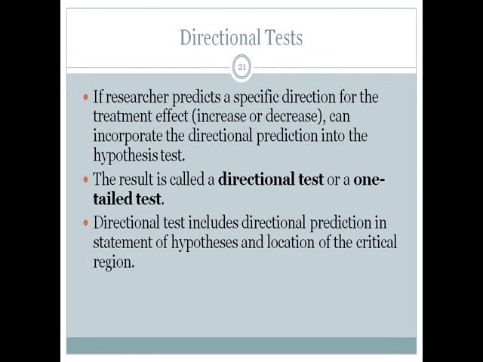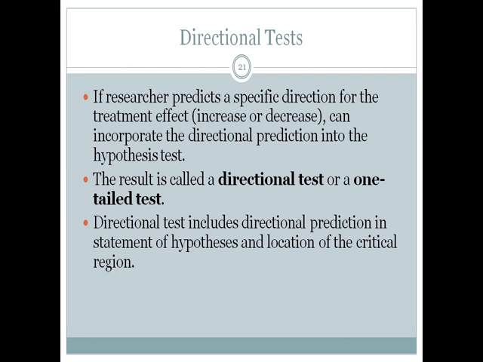Now, let's talk about the direction of tests. So, when a research study predicts a specific direction for the treatment effect, so an increase or a decrease, what it means for a hypothesis test to be directional is that rather than hypothesizing that a treatment effect will cause a change in a population, the hypothesis states that a treatment effect will cause a specific directional change. So either will increase or decrease an effect in a population.